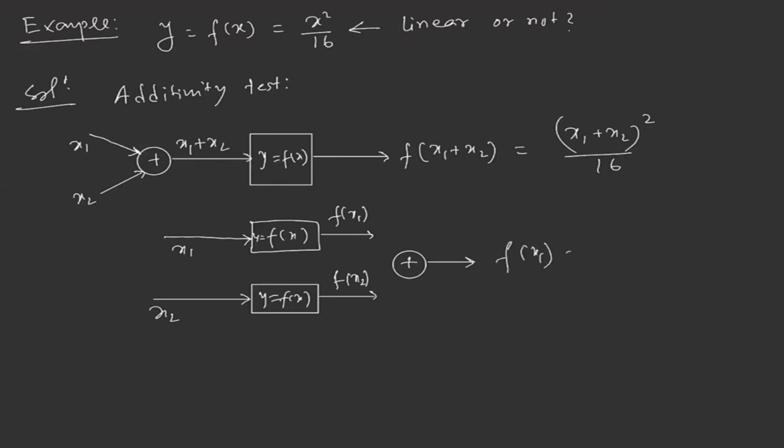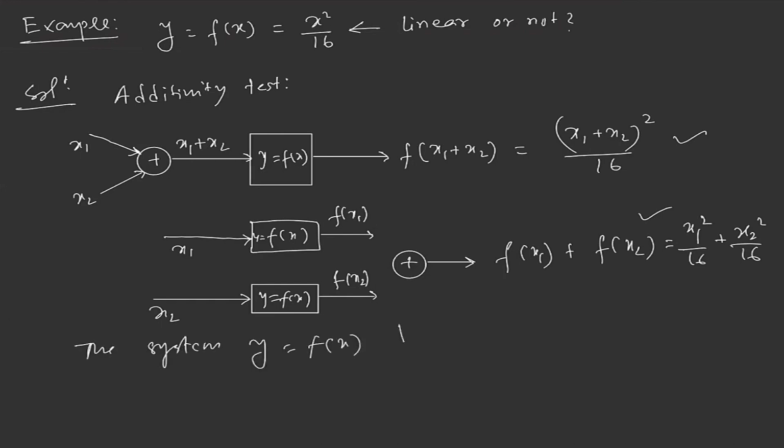f(x1) plus f(x2), and we can write x1 squared divided by 16 plus x2 squared divided by 16. So if you notice, the response from this block and this block are different. So the system y equal to f(x) does not satisfy the additivity test.